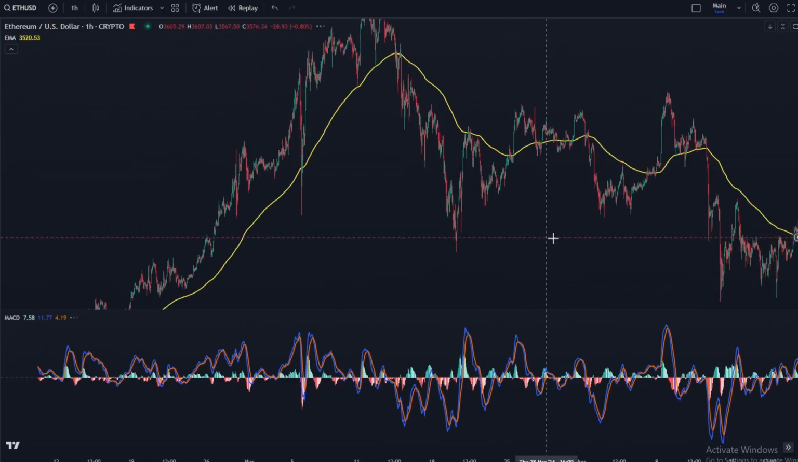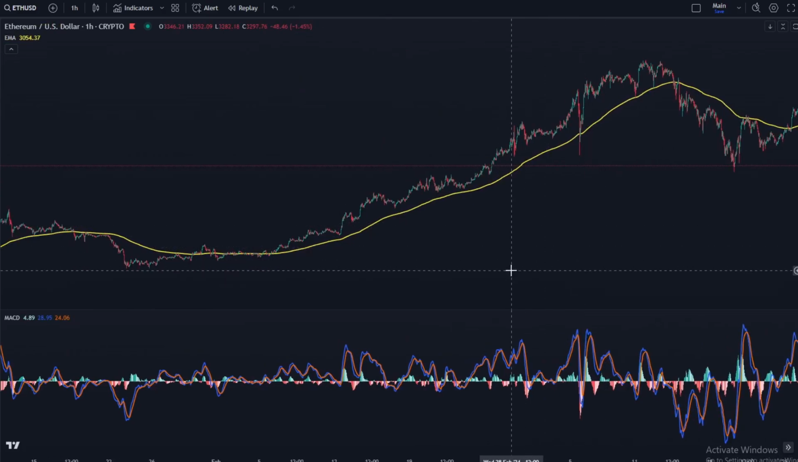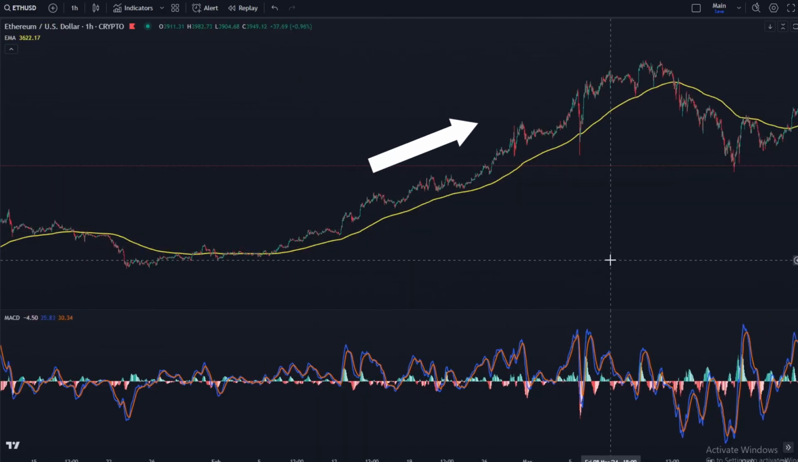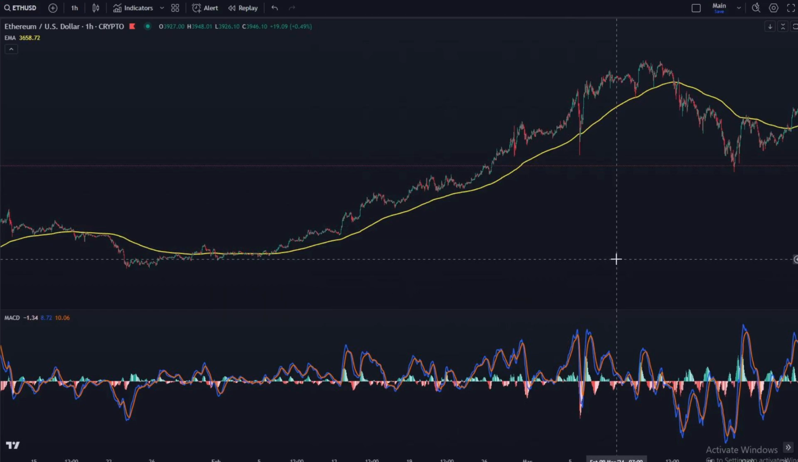Once we have the indicator added, you'll see a single line. If the price is above that line, the market is in an uptrend. If the price is below that line, the market is in a downtrend. So, after learning that we only want to trade in an uptrend market if we are going to long, all we have to do is put this all together.